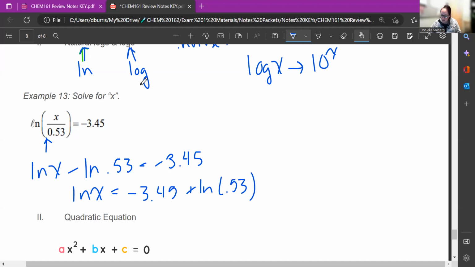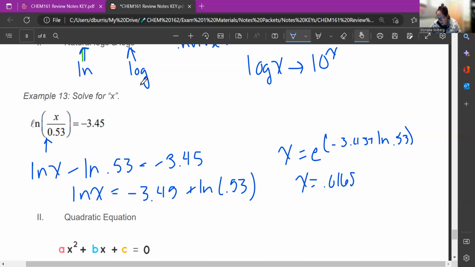Okay. And then to get x, I would take whatever my answer was there, and I would do e to that power. So I would go e to the whatever negative 3.45 plus the natural log of 0.53 was, and get that x is 0.0168. Now you can also use a solver button on your calculator. If you have a solver button, that's perfectly fine. But if you don't, this is how you're going to do that.